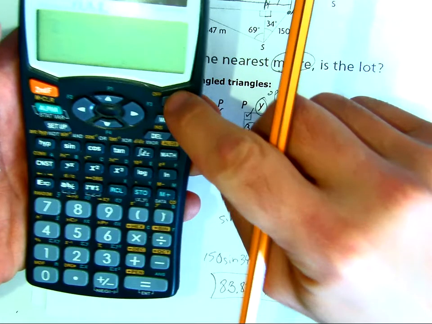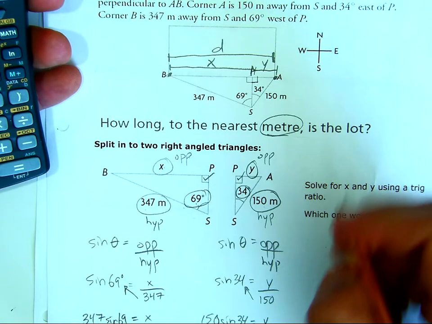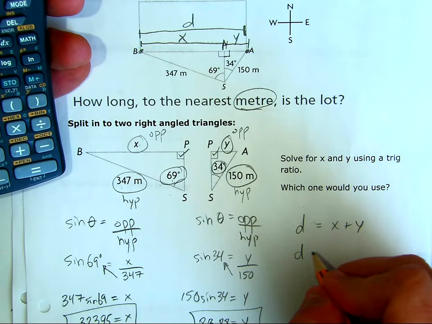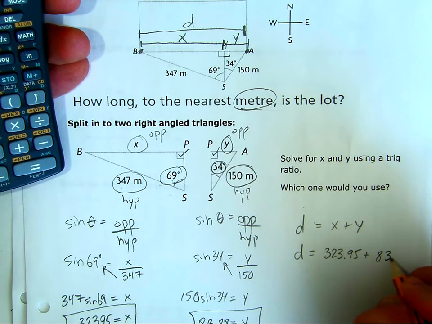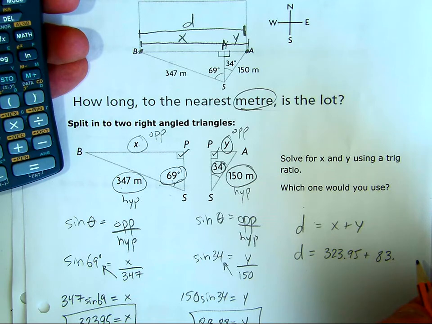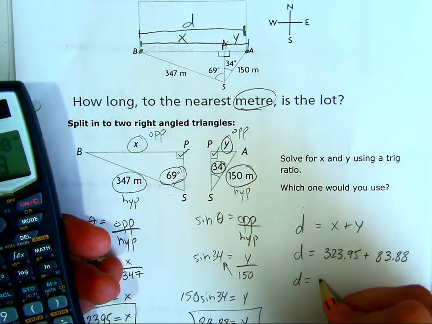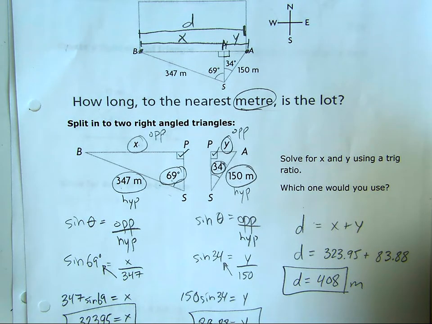Then the side length D, which is the entire thing, would be x plus y. Adding those two things together, x is 323.95 and y is 83.88. So 323.95 plus 83.88 gives D equal to 408 when rounding to the nearest whole number, and that is to the nearest meter.